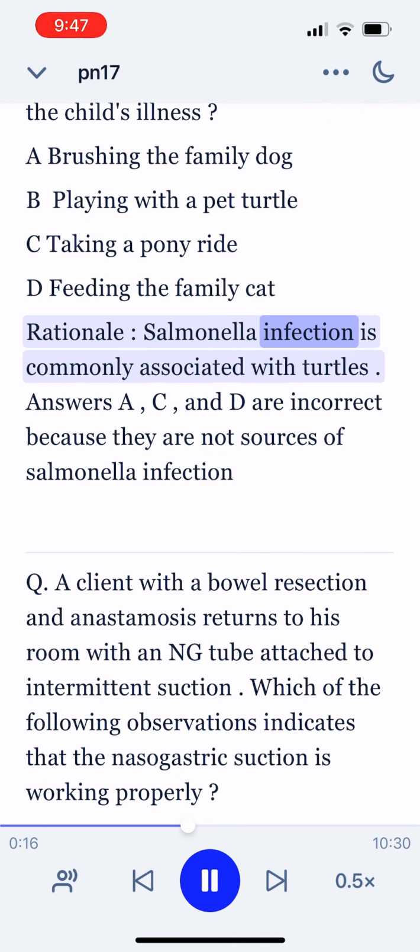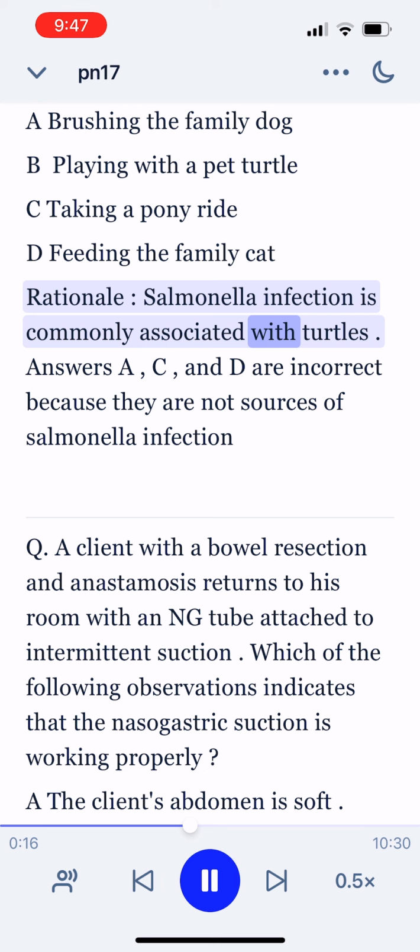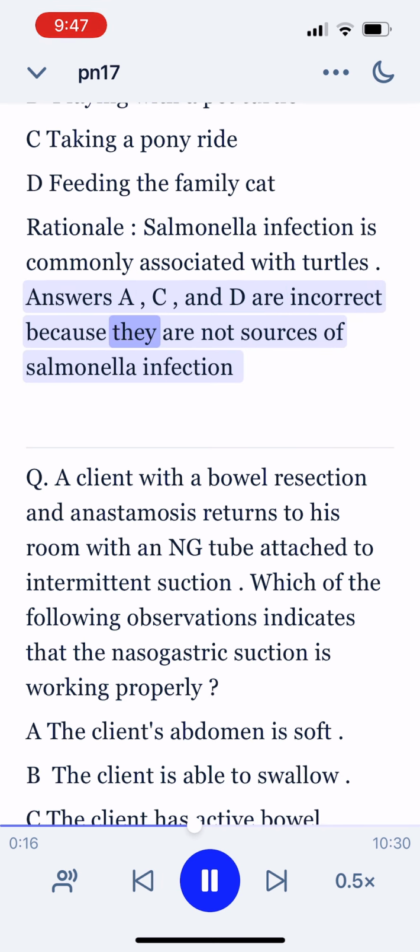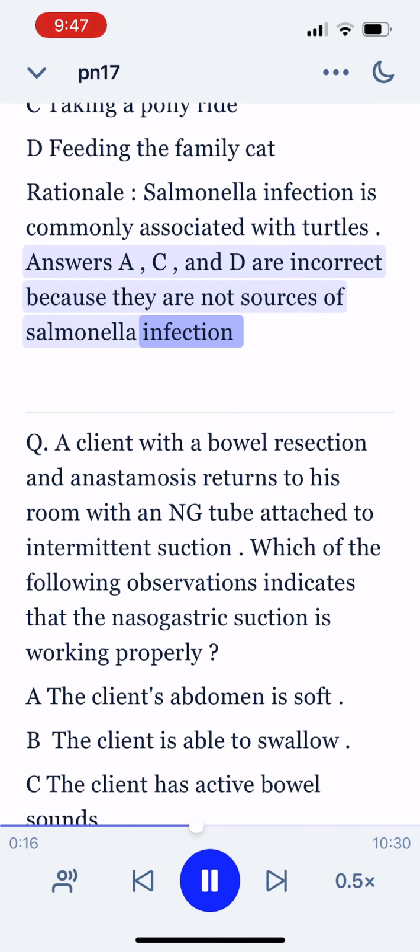Rationale: Salmonella infection is commonly associated with turtles. Answers A, C, and D are incorrect because they are not sources of salmonella infection.